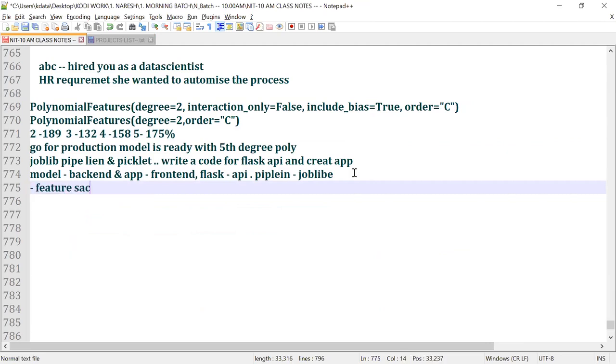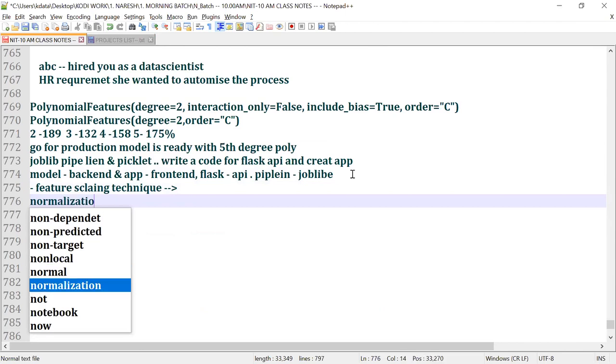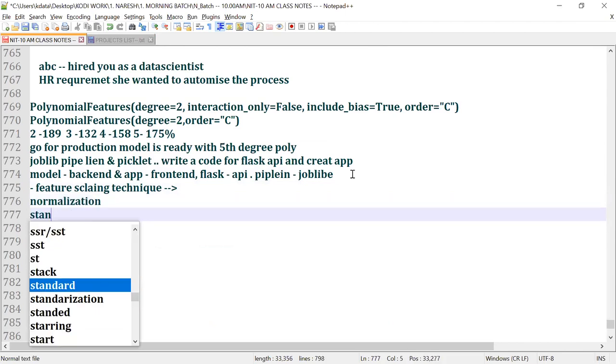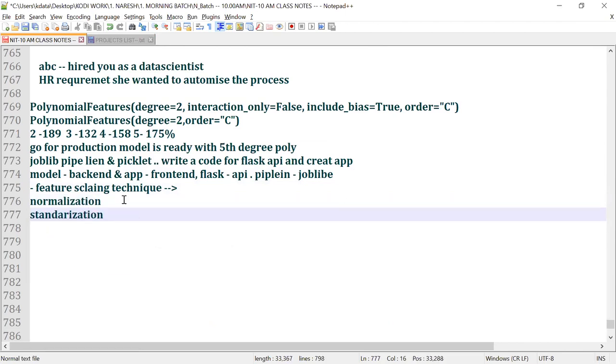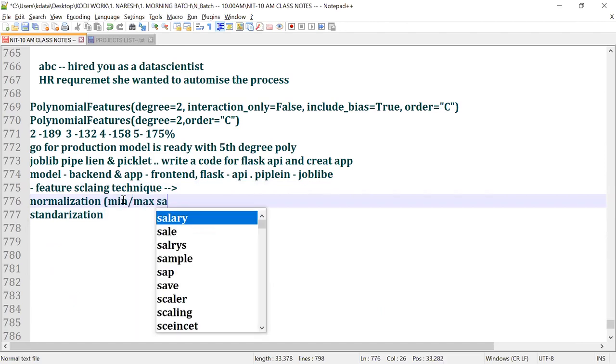So what is normalization and standardization, guys? It is a feature scaling technique, isn't it? The first one is normalizations. The feature scaling techniques are two: one is normalizations and one is standardizations. What exactly will normalization do, guys? This is also called min-max scaler.